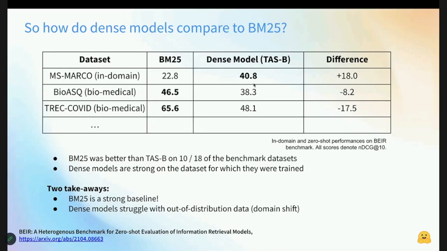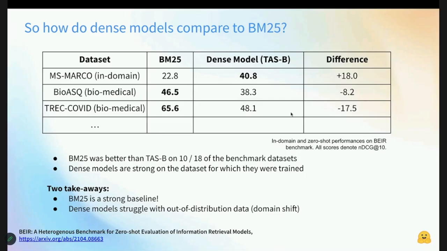But we also see that for two other datasets that are considered out of domain, so using the dense model that was trained on MS MARCO and using that for retrieval on these two biomedical datasets, we actually see that BM25 outperforms the dense models, and in one case by quite a bit. And so what does that tell you? What are the takeaways here?